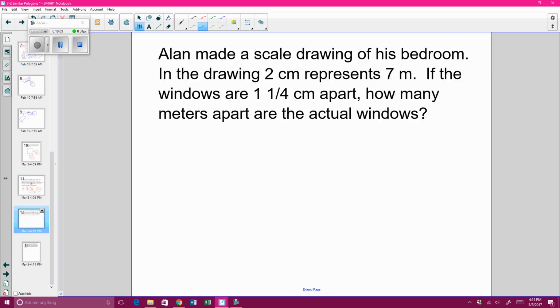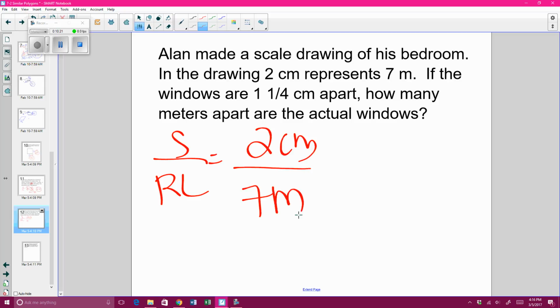Alan made a scale drawing of his bedroom. In the drawing, 2 centimeters represents actually 7 meters in real life. So again, scale to real life. The scale is that for every 2 centimeters, it represents 7 meters. So in the picture, his windows are 1.25 or 1 1/4 centimeters away. How many meters apart are the actual windows?